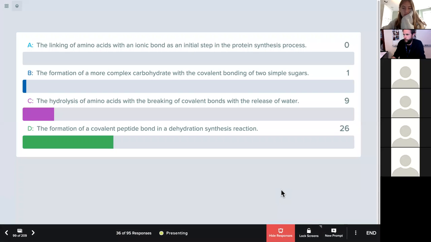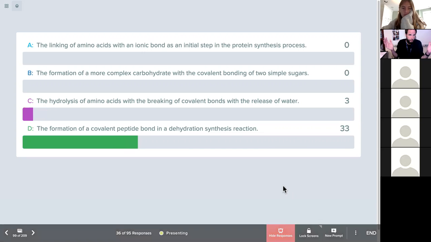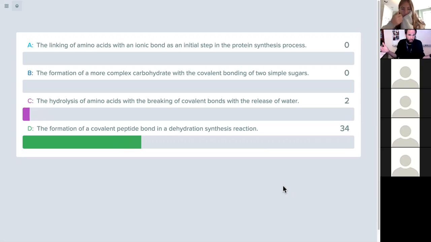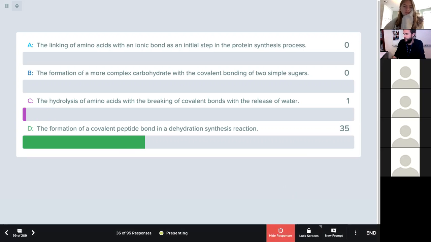Beautiful. This is the formation, or showing the formation, of a covalent bond. Yes, it is a peptide bond, but you don't know that yet, and in many ways it's not relevant to answering this question. And it is a dehydration synthesis reaction. Right? We're putting 2 monomers together to make a very short polymer, a dimer, if you will. Okay. Thank you for changing your answers too.